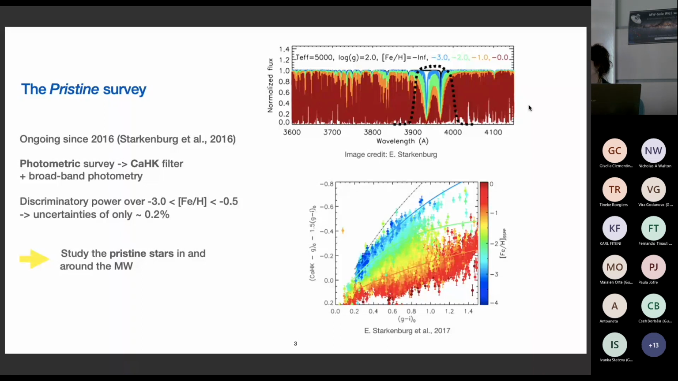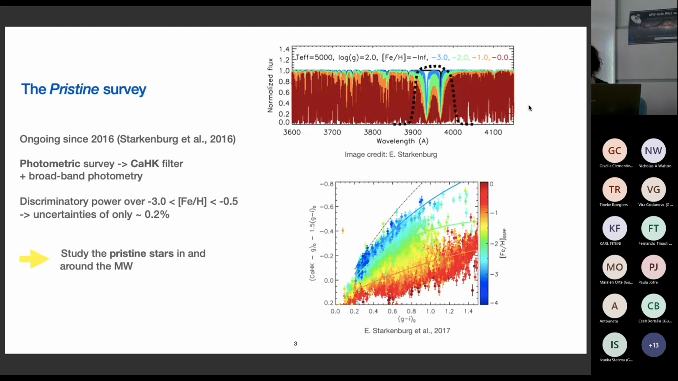You can see an example of the color space of Pristine in the bottom panel, where you have a combination of the calcium H&K filter with the g and r photometry from SDSS. As you can see, this color space allows a clear spread in metallicities with uncertainties of only 0.2. So what Pristine does is to use photometry to study and search for the most metal-poor stars in and around the galaxy.